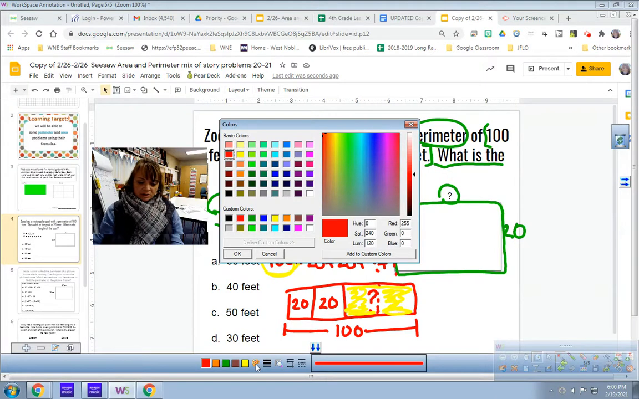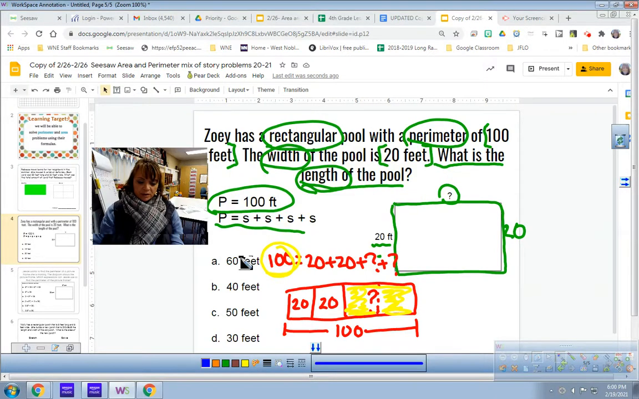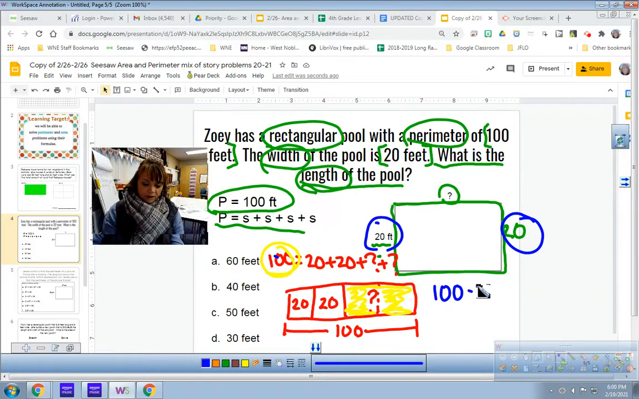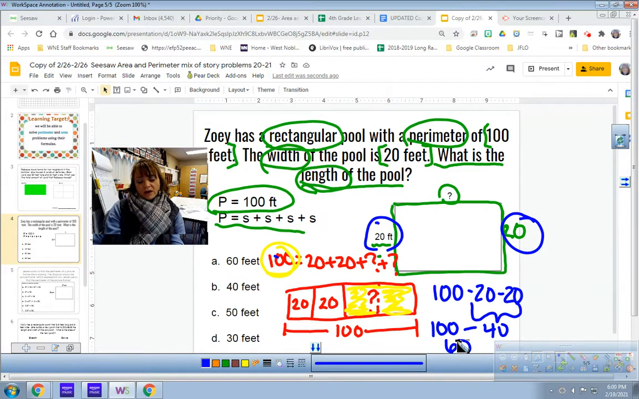So let's do this. I'm going to do it in blue just to keep us a little bit organized here. Let's take 100 and take away the width for those sides so that we know how much more we have to work with. 100 minus 20 minus 20. Well, 20 plus 20 is 40, and 100 minus 40 is 60. So I have 60 feet left to work with to figure out what the length of the sides of the pool are.